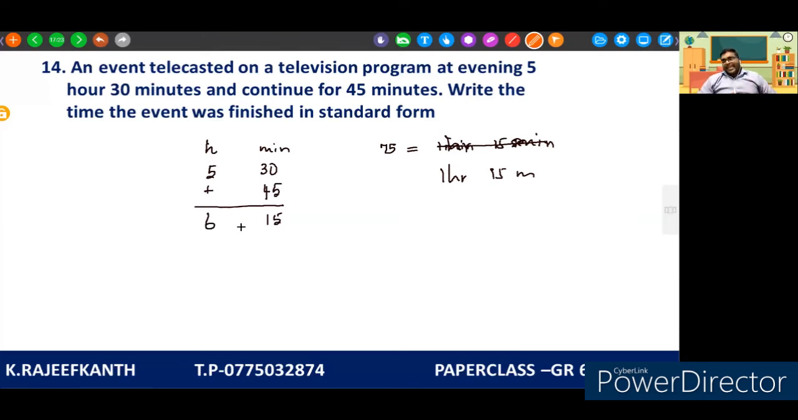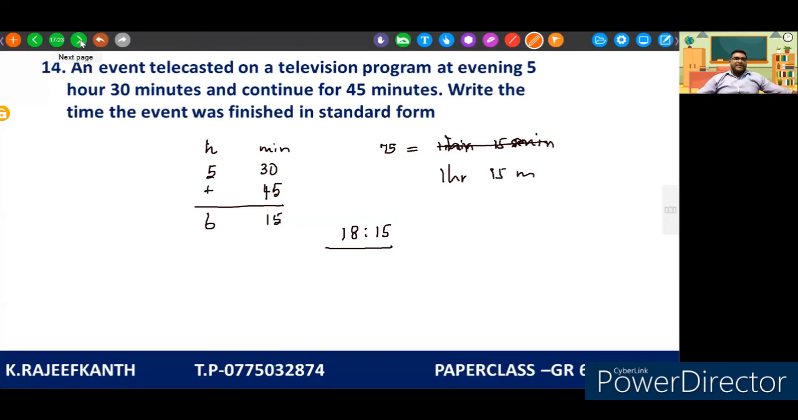Then 6:15 p.m. But we have to write that answer in the standard form, isn't it? So we have to write it as 18:15, because this is p.m., not a.m. Some are sending the answer as 06:15. No, that is wrong. Here this is evening, so we have to write the answer as 18:15, right? Because 12 passed, noon passed. So 18:15.